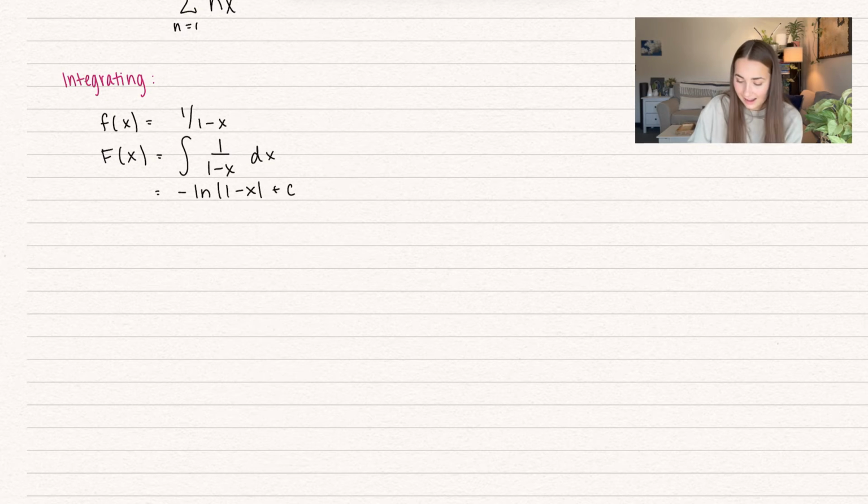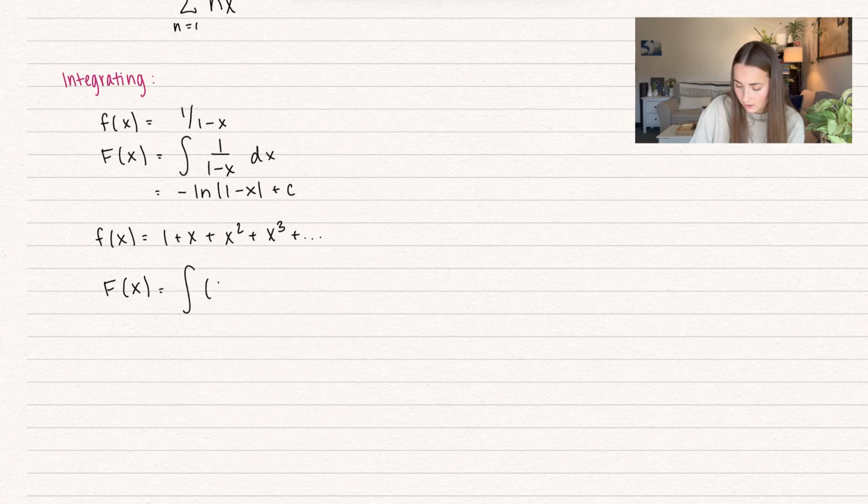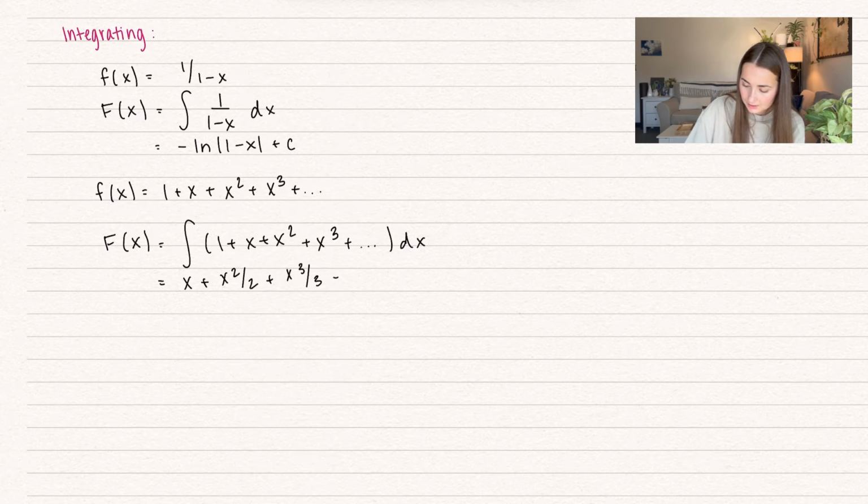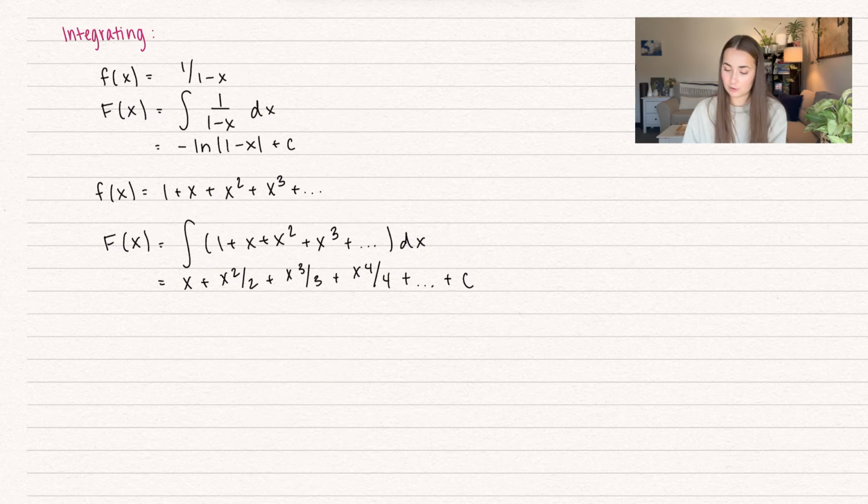So you could do the exact same thing. We also know that f of x is equal to 1 plus x plus x squared plus x cubed, and so on and so forth. So let's actually just integrate the series. If we were to integrate, we would get x plus x squared over 2 plus x cubed over 3 plus x to the power of 4 divided by 4 plus so on. But you also need to add on your constant of integration.